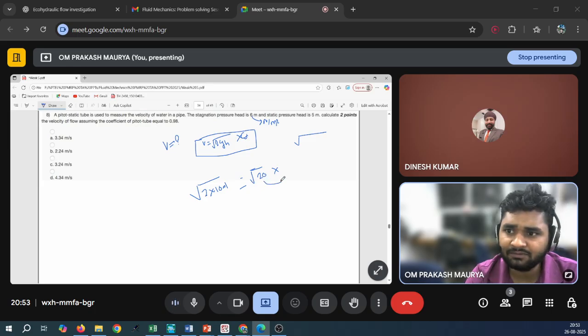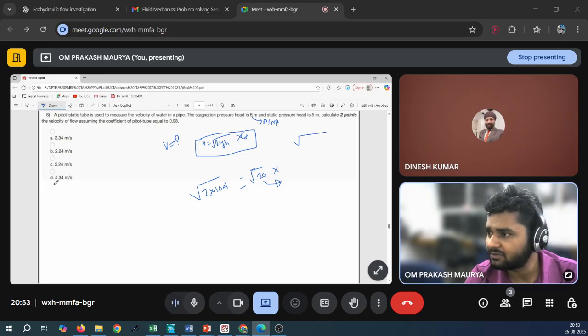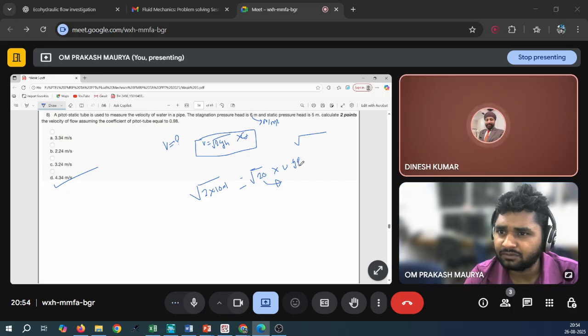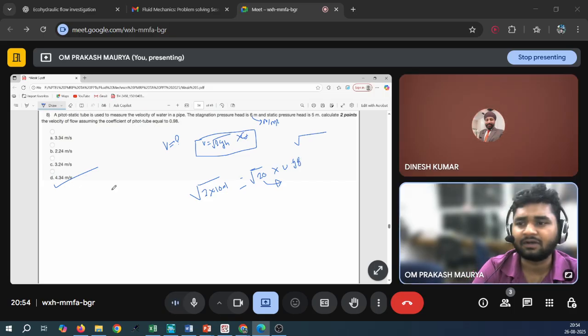So root 20 means around 4.47. Here we can guess option D will be the correct one, because you need to multiply with 0.98 also. Definitely, sir. Yes, so 4.34 is the only option matching this one.